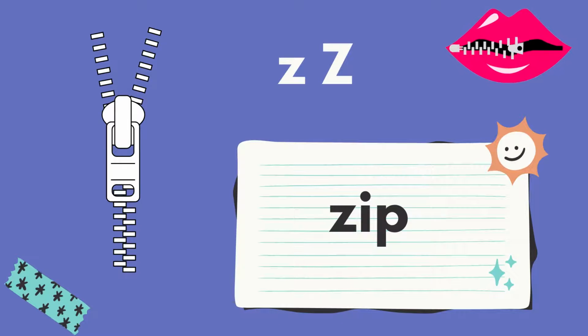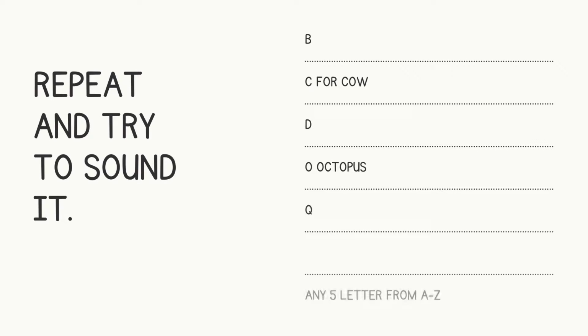And the last initial sound for the words today is Z, zip. Z, zip. Zip your mouth. Okay, try to repeat and try to sound it out. For example, B, C for cow, D, O for octopus, Q, or any 5 letters from A to Z.